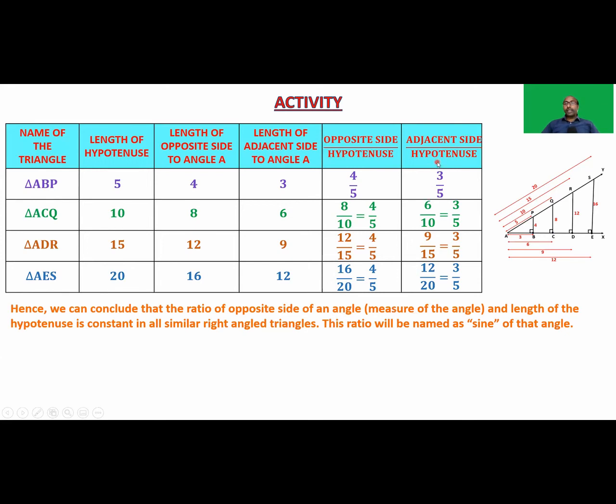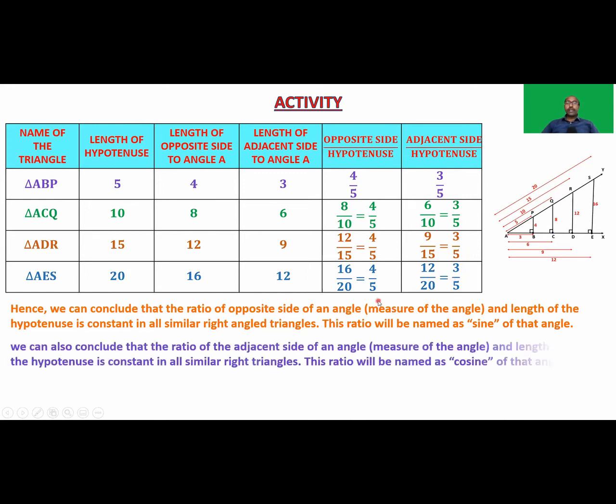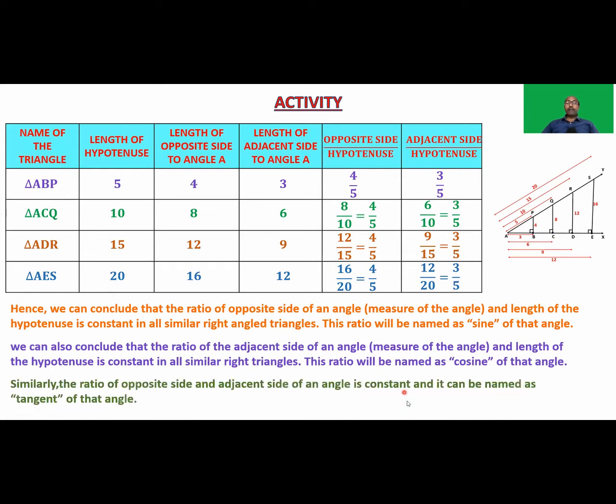Similarly, in the last column also, all boxes have the same ratio, 3/5, 3/5, 3/5, and 3/5. So we can also conclude that the ratio of the adjacent side of an angle and the length of the hypotenuse is constant in all similar right angle triangles. And this ratio will be named as cosine of the angle. Similarly, the ratio of the opposite side and adjacent side of an angle is constant and it can be named as tangent of that angle.